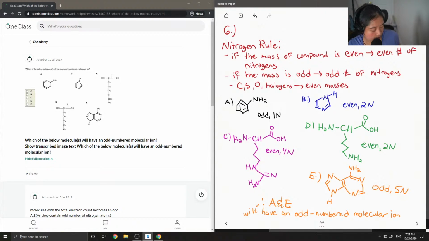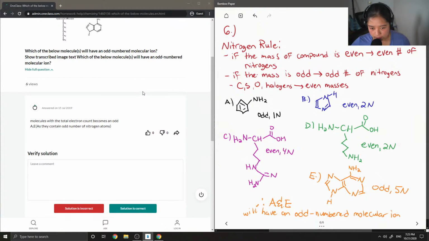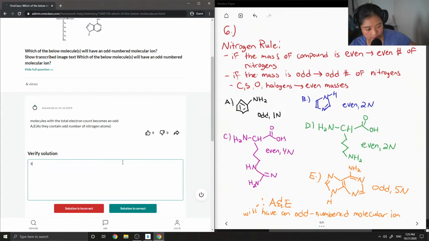Okay, so let's check out the answer from our junior tutor. Molecules with the total electron count becomes odd, A and E, as they contain odd number of nitrogen atoms. Solution is correct.